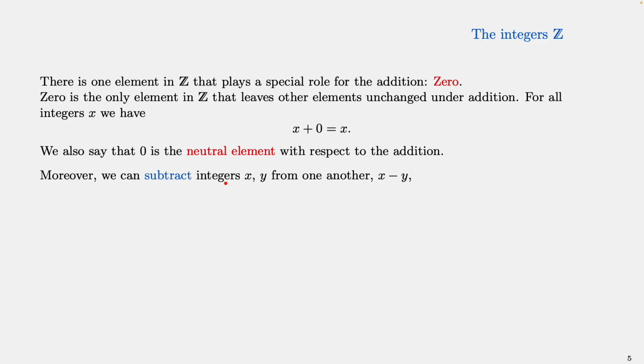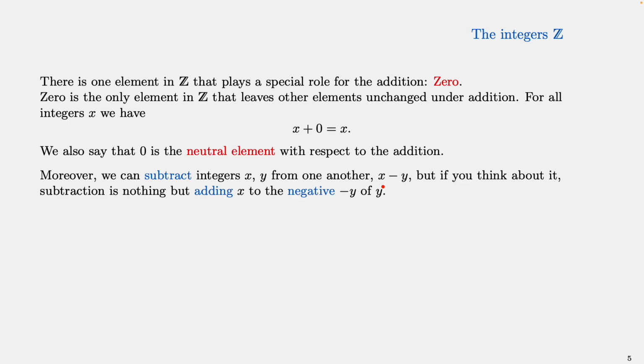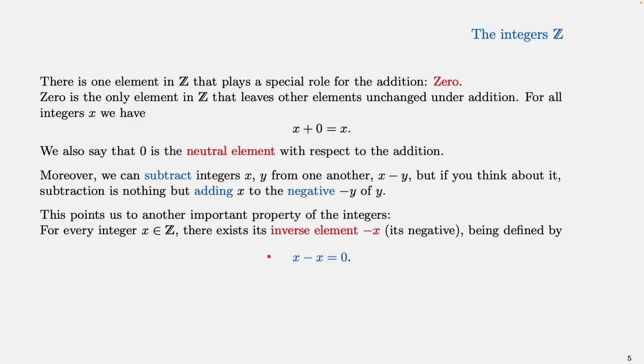Another operation that we have is subtraction. So given two integers x, y, we can form x minus y, so we subtract y from x. But if we think about it, then subtraction is nothing else but adding the integer x to the negative of the integer y. So recall, for each integer y, we also have its negative included in Z. So subtraction is nothing but adding x to the negative of some other integer. And this reminds us of this important property that I just stated.